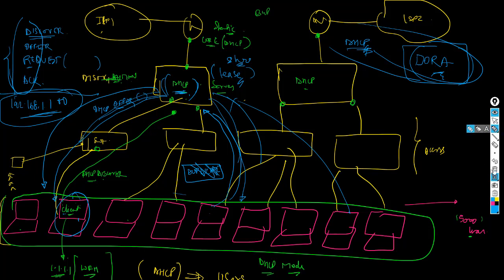So DHCP has two major advantages. The first advantage is you're not going to set a static IP, neither do you need to go to the client and do something. It's going to be automatic. So if a client comes towards you, you are going to offer them an address.